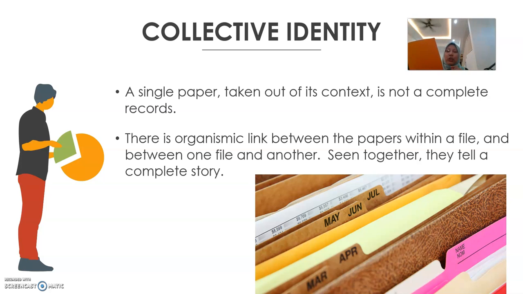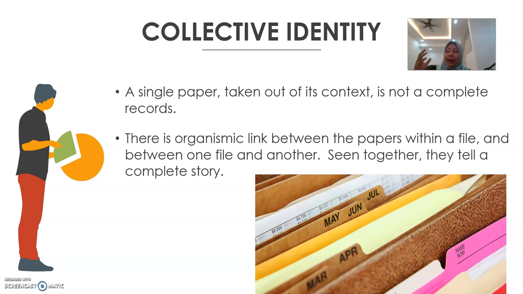Each month contributes to the complete record for that particular financial statement or financial report. So here we can say it is a collective identity. But what will happen if a paper for a particular month is taken out from that record, or we don't have the information about that month?